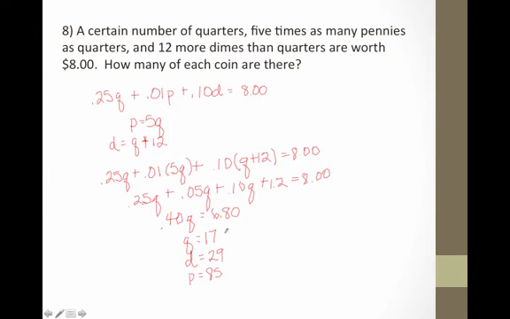And if I go back in, I find that 17 quarters is worth $4.25. 29 dimes is $2.90, and 85 pennies, of course, is 85 cents. Adding all those together, it equals $8. Okay.